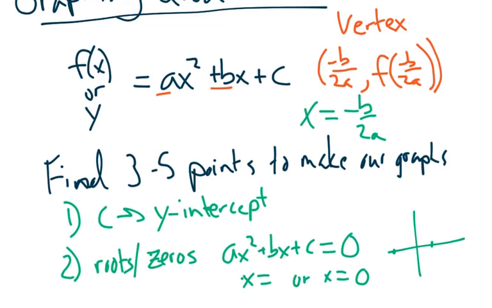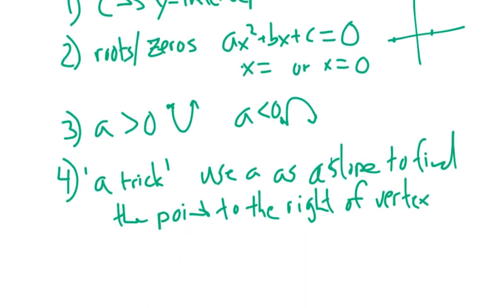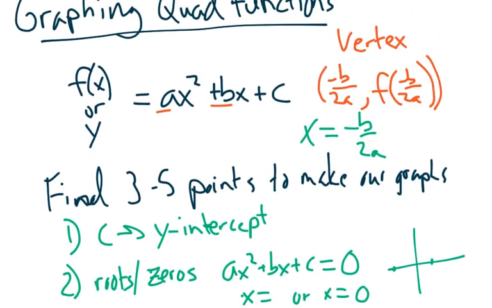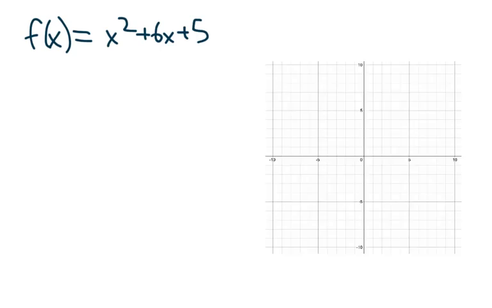So again, this is all very theoretical, lots of talking, not enough action. Let's take a look at an actual graph. Say we're going to graph the function f of x equals x squared plus 6x plus 5. My goal is to get 3 to 5 points in order to sketch out the graph of my parabola. Right off the bat, I see that a is greater than 0, so we're going to have a parabola that looks like this. We just have to find where all the points are.